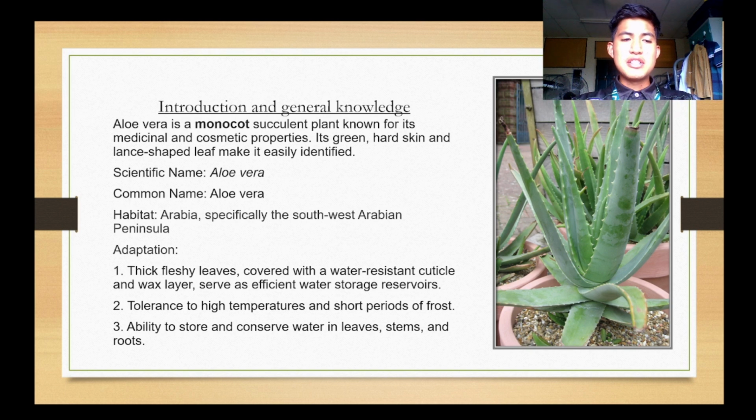When it comes to adaptation, of course, it adapts to the desert, so it really is a desert plant. One adaptation is thick fleshy leaves covered with a water-resistant cuticle and wax layer. This is very good for reserving and storing water. Other than that, it's also tolerant to high temperature and short periods of frost, and has the ability to store water in leaves, stem, and roots.